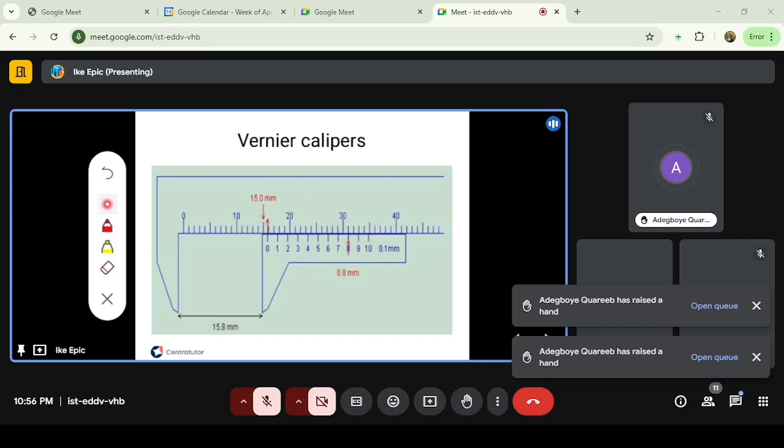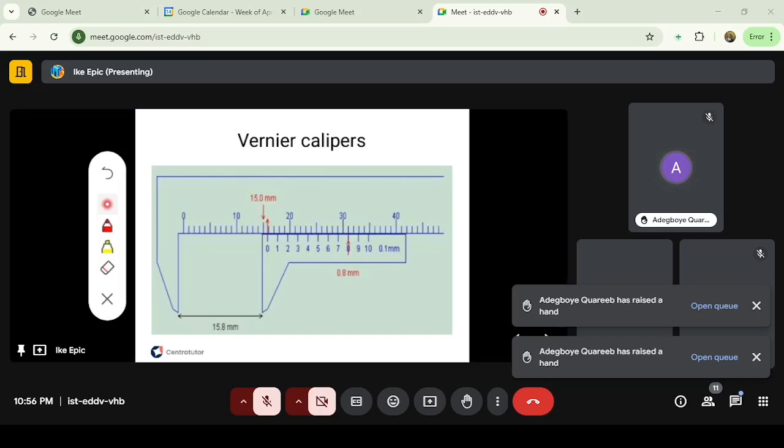I don't know if anyone has any question before I go on to the micrometer screw gauge. If you have any question, I would like you to just turn on your mic and ask, because I think this one is a little bit dicey. So if you have any question, just put your questions immediately. Yes.